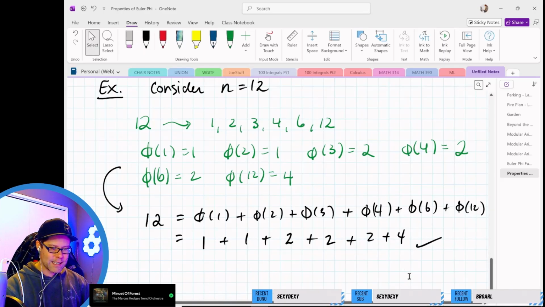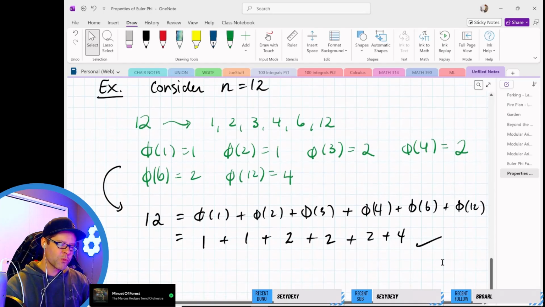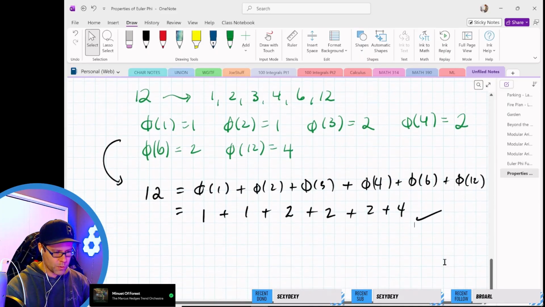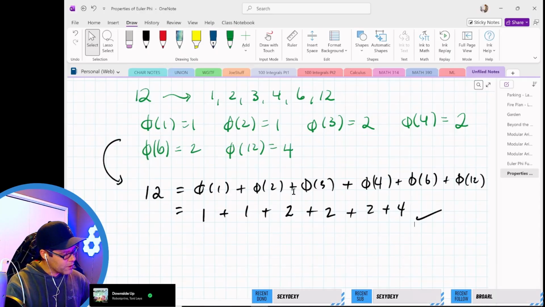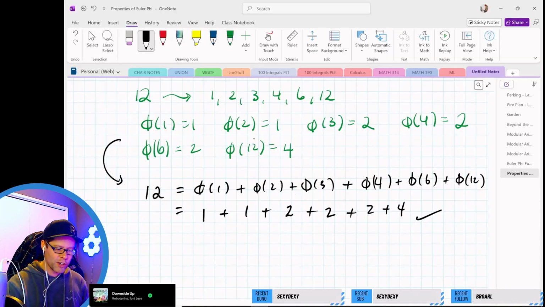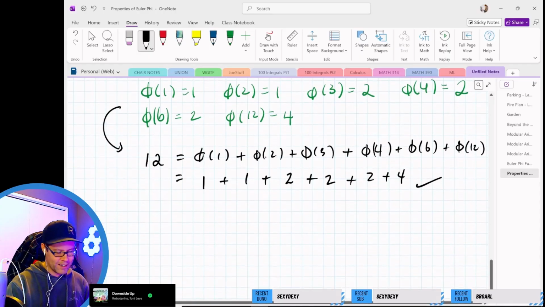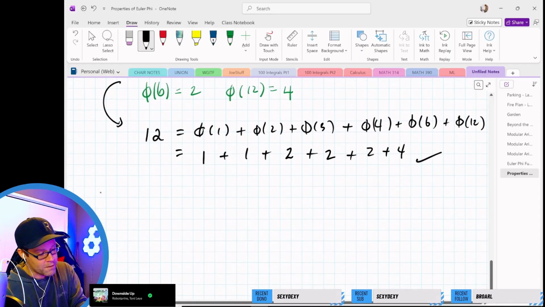And like I said, it has something to do with fractions. You can prove this using fractions and adding up fractions to make sure that things work out properly. But I don't think it's important for what we need to do in our course. So read about it if you're curious about it. Otherwise, I'm not going to spend more time on the proof. But it is a really interesting property, I think, of the Euler Phi function.